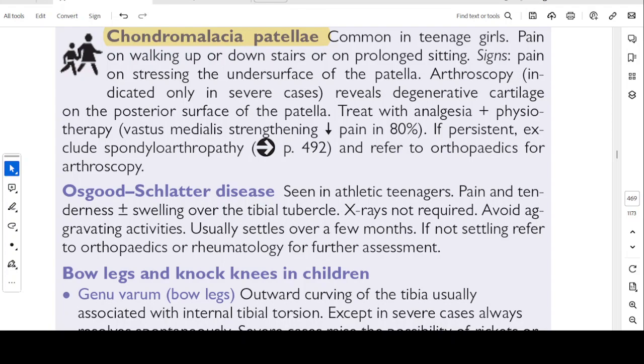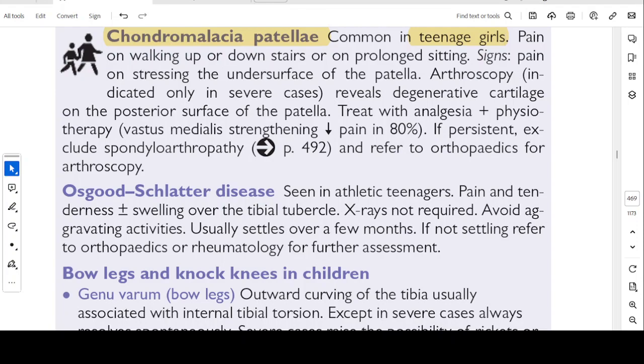Chondromalacia patellae. Common in teenage girls. Pain on walking up or down the stairs or on prolonged sitting. So this is common in teenage girls. Signs: pain on stressing the undersurface of the patella.